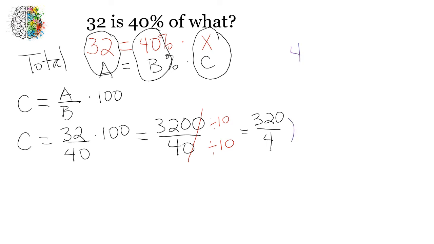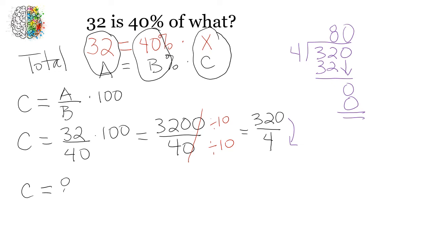Once again, remember, long division, we tip to the right, bottom goes on the outside, top goes in the box. 4 can go into 32 8 times. Going to bring down my 0. 4 can go into 0 0 times. So that means that my answer C, or my total amount, is going to equal 80. And that would be how I would solve for a total amount when I'm doing a percentage equation.